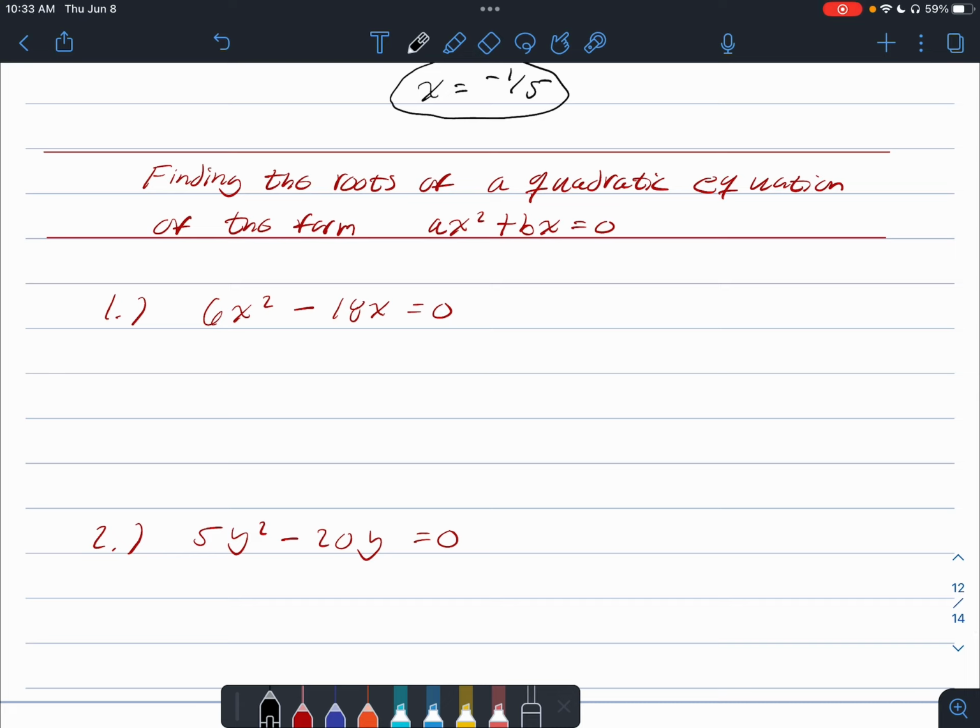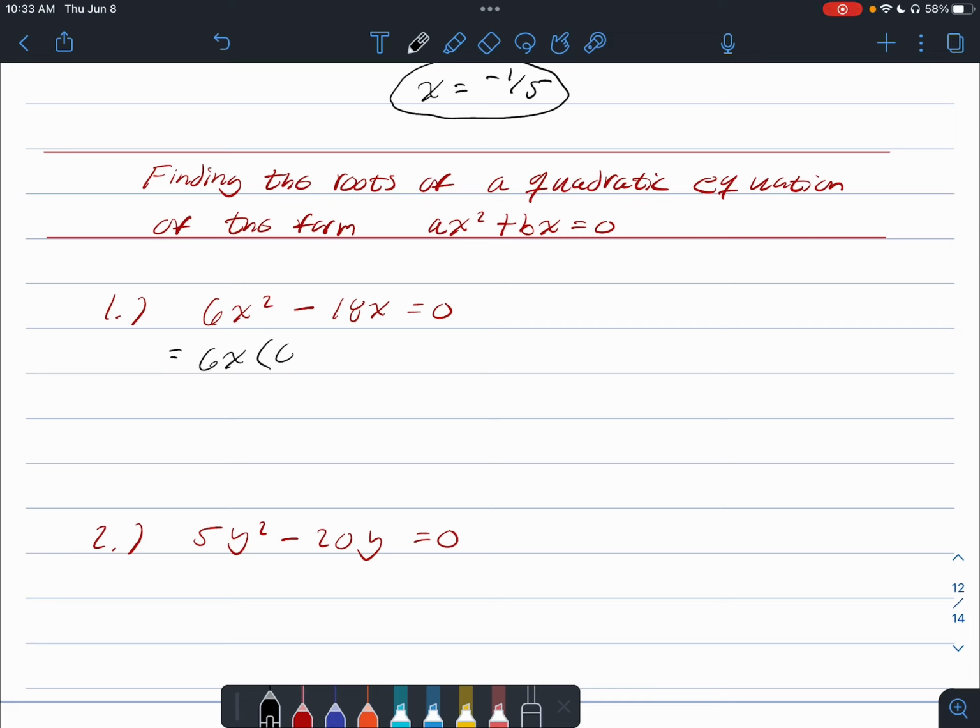Here we have 6x squared minus 18x equals 0. All right, so the first thing you should probably do when you look at any polynomial equation like this, any equation of this form, is you should look to see, is there anything I can factor out of this? Is there anything these terms have in common? And for this one, what we can notice is that we can divide a 6x out of each of these.